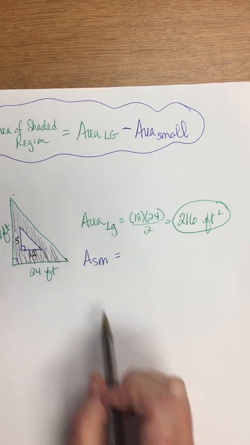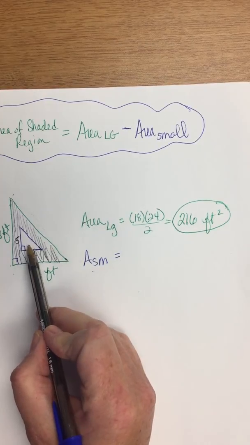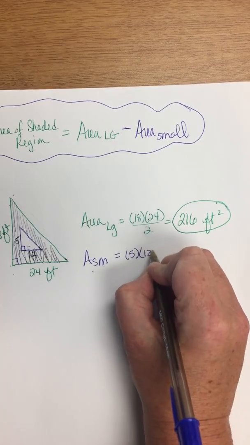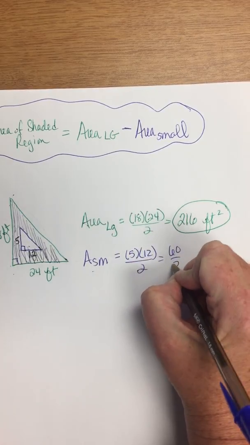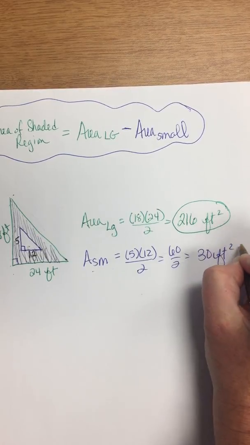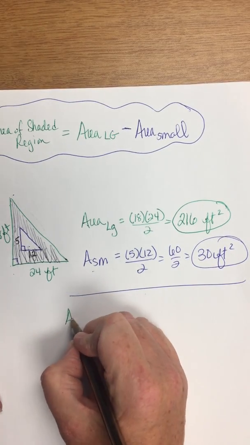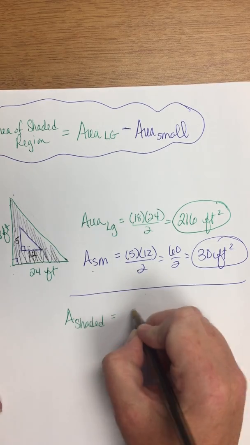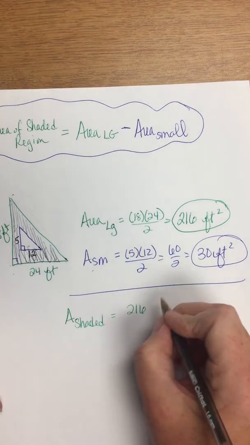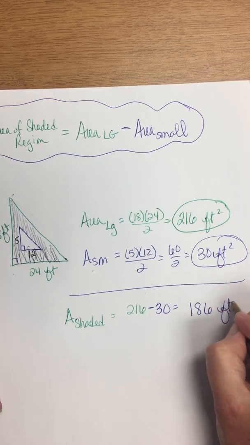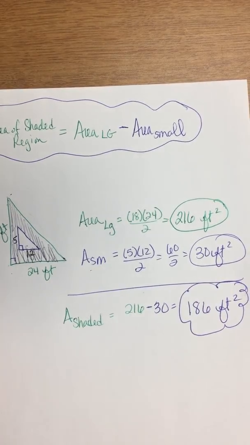Found the area of the outside figure. I'm finding the area of the triangle inside. The sides of the legs are 5 and 12. So to find the area would be 5 times 12 divided by 2, which is 30 feet squared. Now what are you going to do? Well, you're going to subtract them. So I'm going to take the area of the shaded is going to be 216 minus 30. And 216 minus 30 is 186 feet squared for the area of the shaded.